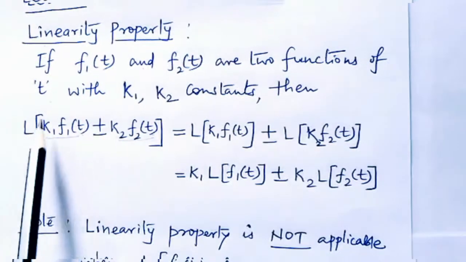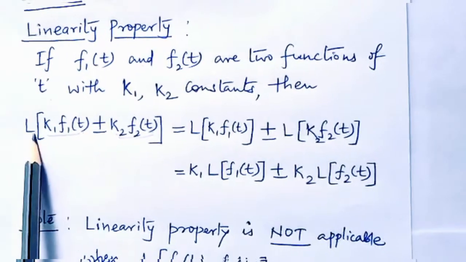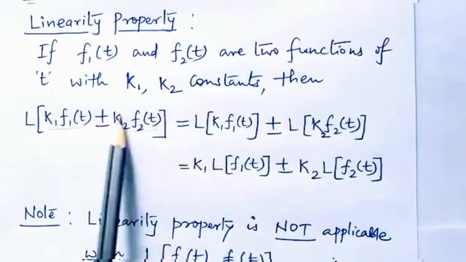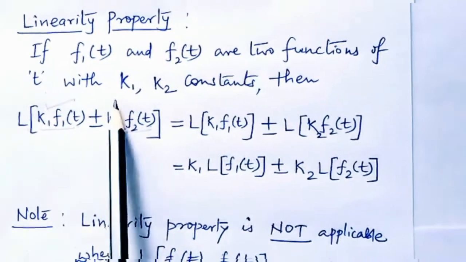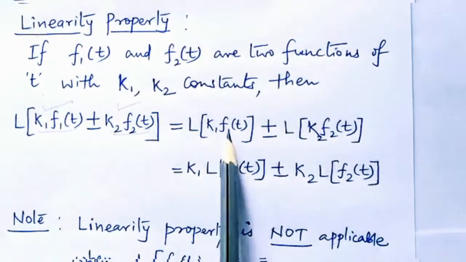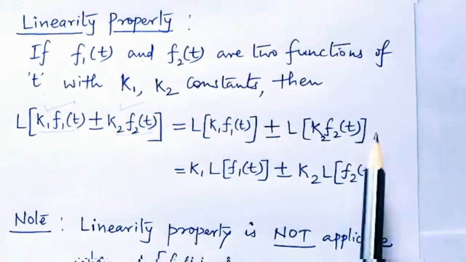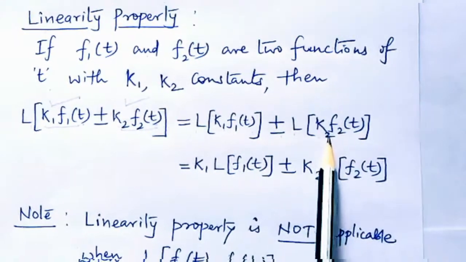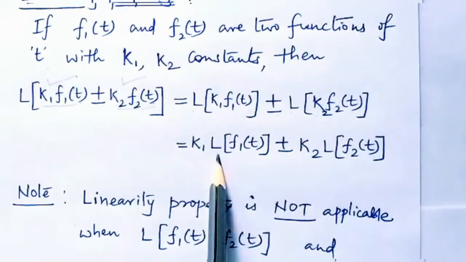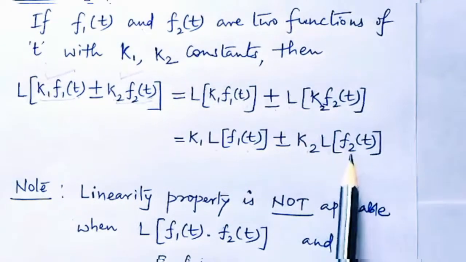Now whenever we come across this type of function, and if I want to find the Laplace transformation of this function, we can split them: the Laplace transformation of the first term as well as the Laplace transformation of the second term, that is, the Laplace transformation of k1 f1 of t plus or minus the Laplace transform of k2 f2 of t. As we know that k1 as well as k2 are just constants, we can take them outside the operator. So k1 Laplace of f1 of t plus or minus k2 Laplace of f2 of t.